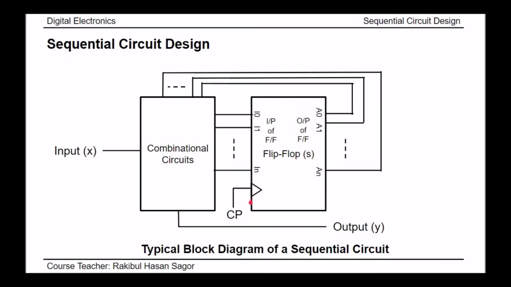Inside this box, a number of flip-flops will be used. All the flip-flops will be triggered by clock pulse. The flip-flop state output will be here. We have a number of outputs, and from the outputs we may take feedback to the combinational logic circuit. There will be input and there will be output Y. For the time being, I want all of you to learn about the block diagram. Things will be more clear when we design a sequential circuit.